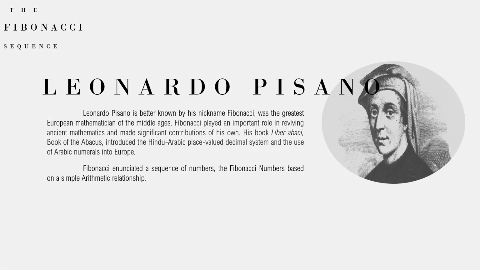Leonardo Pisano, better known by his nickname Fibonacci, was the greatest European mathematician of the Middle Ages. Fibonacci played an important role in reviving ancient mathematics and made significant contributions of his own. His book Liber Abaci, or Book of the Abacus, introduced the Hindu-Arabic place value decimal system and the use of Arabic numerals into Europe. Fibonacci enunciated a sequence of numbers, the Fibonacci numbers, based on a simple arithmetic relationship.